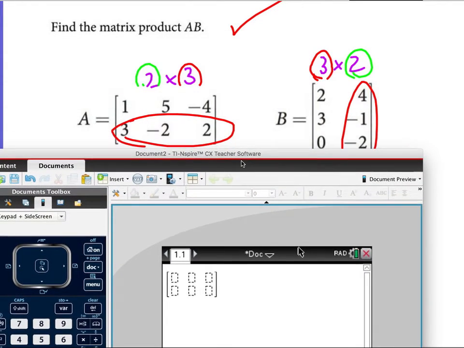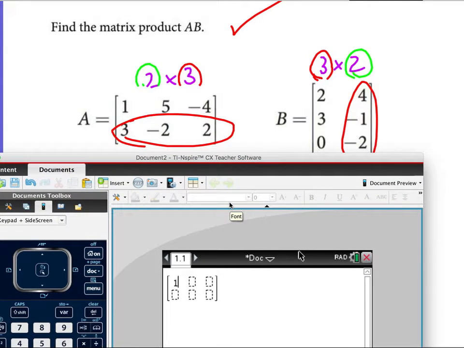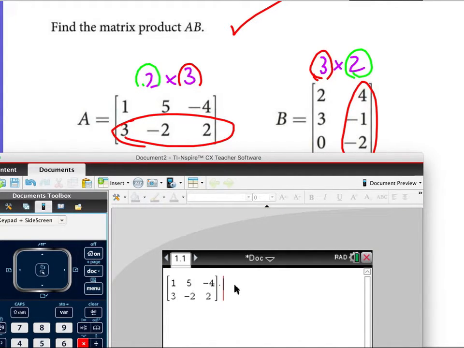So here we come up with our 2x3 matrix, and we just fill in the entries. You can use your arrow button to move in between entries. Once you input the last entry, you're going to press the right arrow to get outside of the matrix. Now, you can go ahead and hit the multiplication symbol, but since we're multiplying matrices, if you just put them side by side, the calculator already assumes that you're going to be multiplying the matrices. But let's go ahead and put the multiplication there anyways.